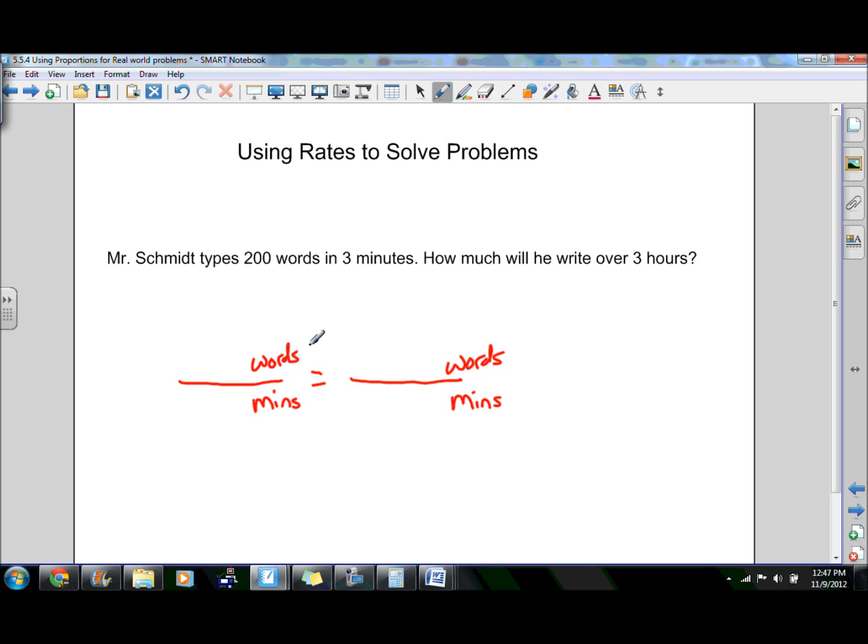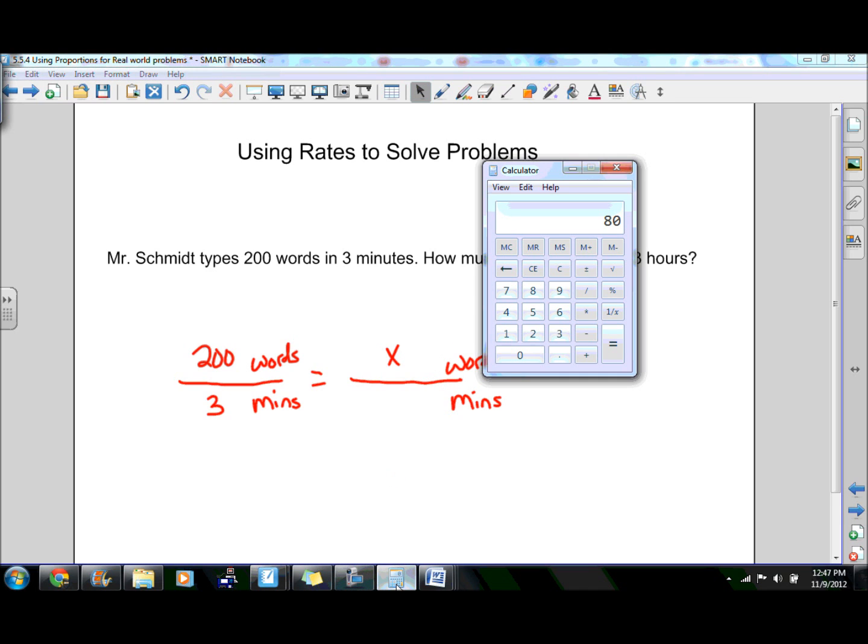Okay? So I did 200 words in 3 minutes. Then here, how much did he write? So x over 3 hours. Well, I can't put 3 here because that's not minutes, but I have to know how many minutes are in 3 hours. Well, that should be just simply 60 times 3, which is 180 minutes in 3 hours. All right?